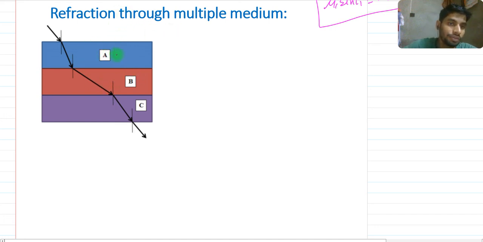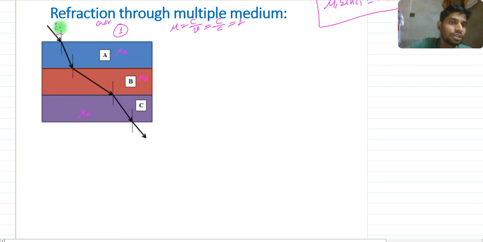Suppose here A, B, C, we have refractive indices μA, μB and μC. And here suppose this one is the air medium, and the refractive index is μ0. For the air medium, we know the refractive index is 1, because μ equals c by v, here v equals c, c by c equals 1, for the air medium.